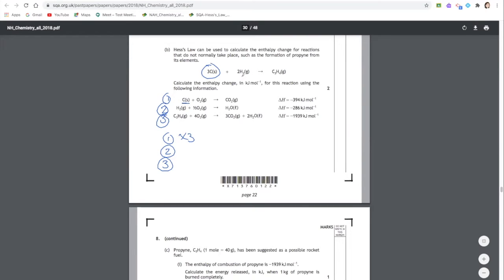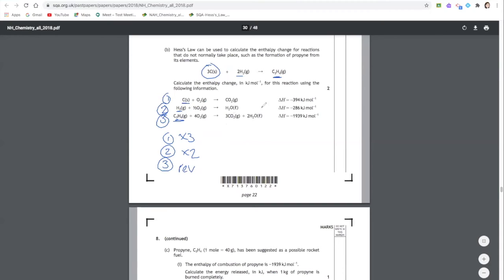Then we want H2. So H2 is in the second one, and we need 2 moles of it. And again, it's on the right side, so I'm timesing that one by 2. And then lastly, we've got the C3H4, which is here. That's got the right number of moles. However, it needs to be on the other side of the reaction, so we need to reverse number 3.